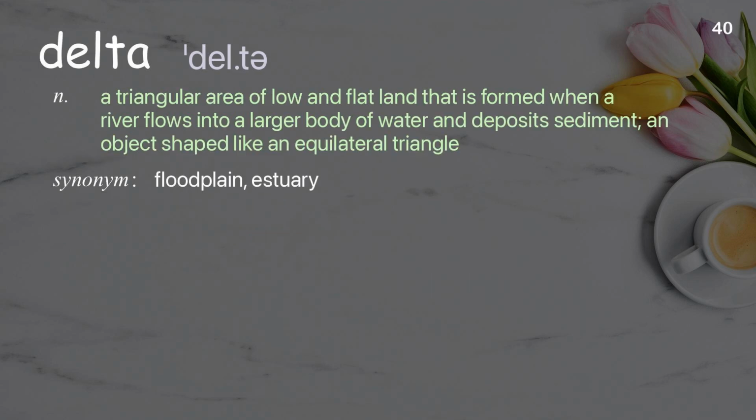Delta. A triangular area of low and flat land that is formed when a river flows into a larger body of water and deposits sediment, an object shaped like an equilateral triangle.